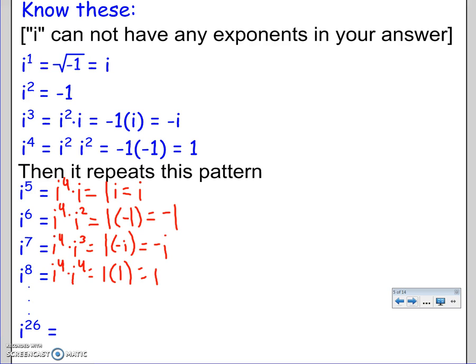Now, a faster way is multiplying. So I'm trying to figure out what multiple of 4 is really close to 26. Well, I could do 4 times 7, that's 28. But 28 is too high, so I'll do 4 times 6, that's 24. So I can do 26 minus 24, that's 2. This is the same thing as i squared. And i squared, I memorized, was -1.